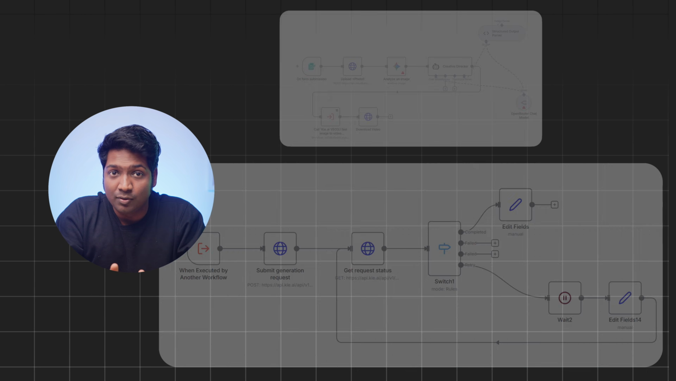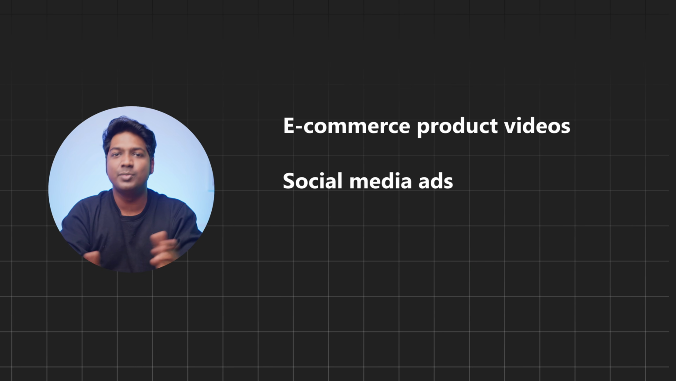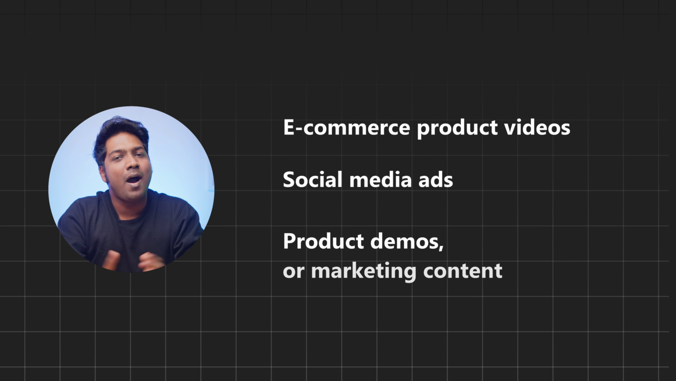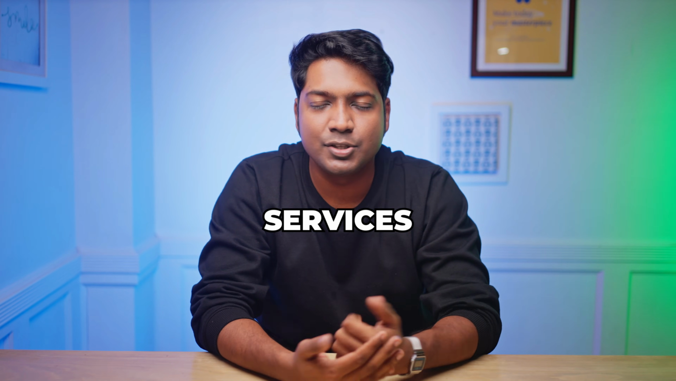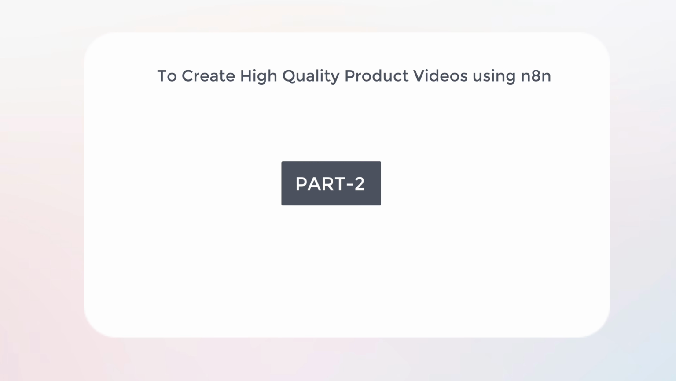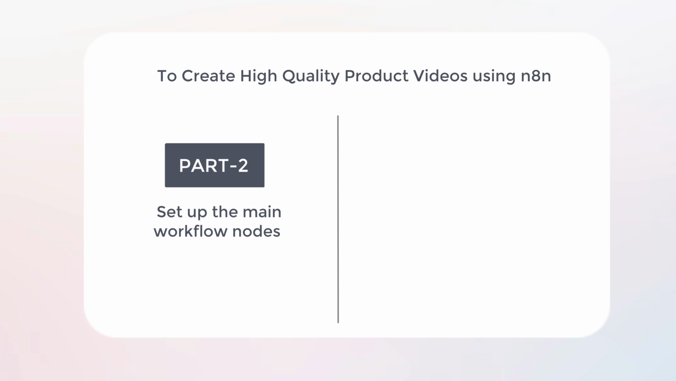You can use this workflow for e-commerce product videos, social media ads, product demos, or marketing content. Now we need to set up the nodes and connect the required API services to our workflow. So let's go to part 2, which is to set up the main workflow nodes. And we are going to do this in just 3 simple steps.